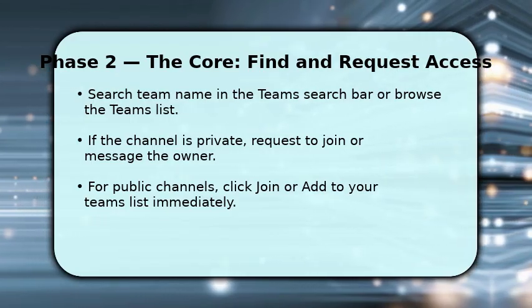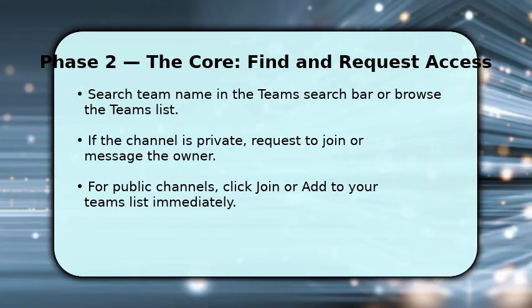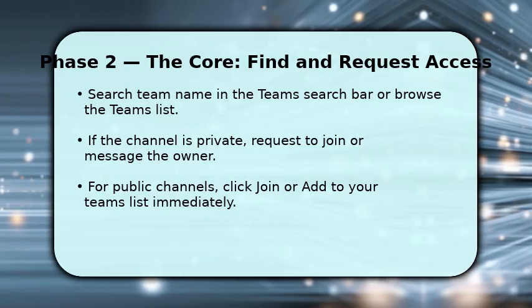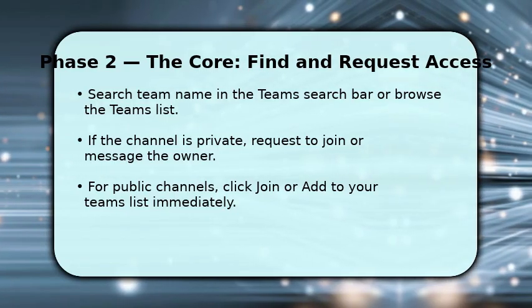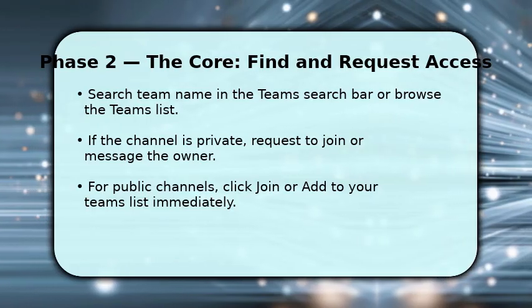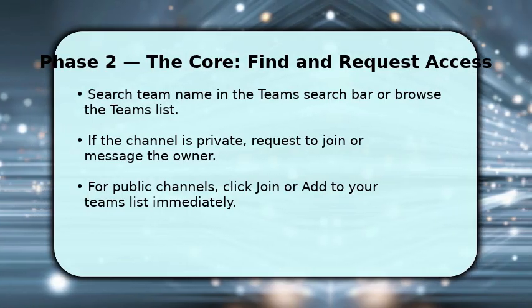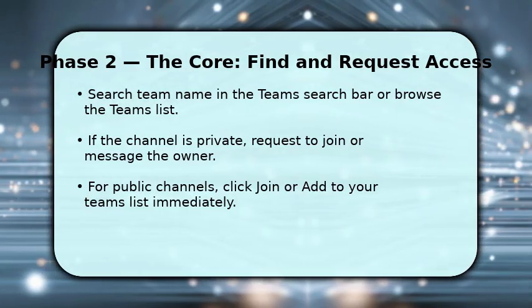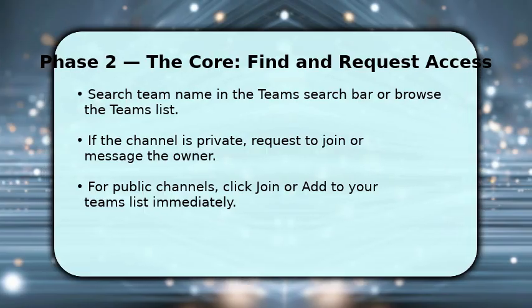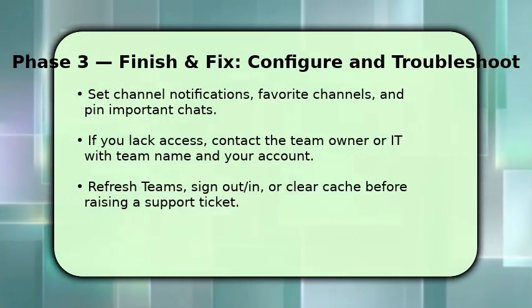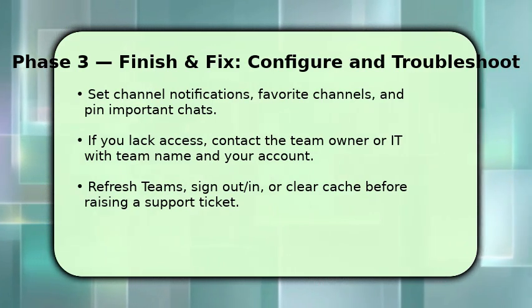If private, click the three dots, choose Request to Join, and add a brief reason, then message the owner directly to speed approval. If it's public, choose Join or Add to your Teams list and subscribe to channel notifications so you don't miss messages. Make sure to set your channel notifications to the level you need. Once you're a member, configure notifications, favorite that channel, and pin critical conversations so you see updates fast.